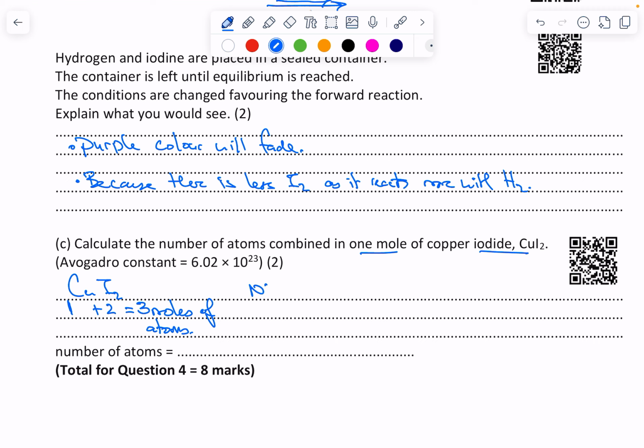All I need to do, number of atoms, is take the moles and times it by Avogadro's constant. So because there are 3 lots of moles of atoms in there, times it by Avogadro's constant, which is in the question, and I get that, and that's going to give me 1.806 times 10 to the power of 24 atoms.